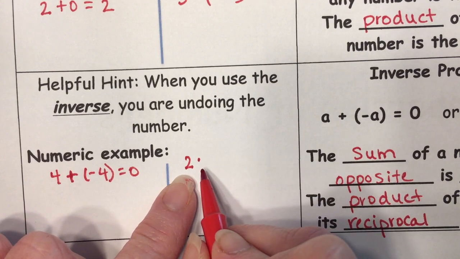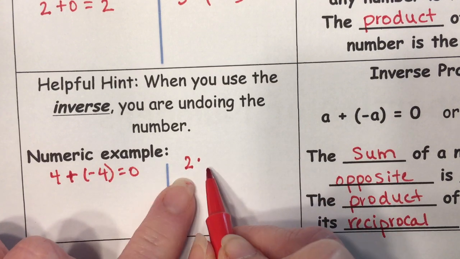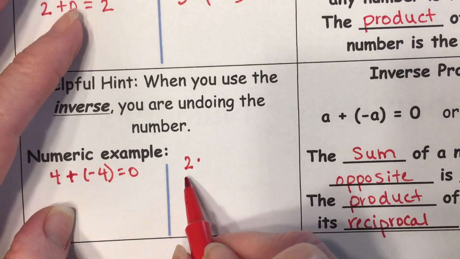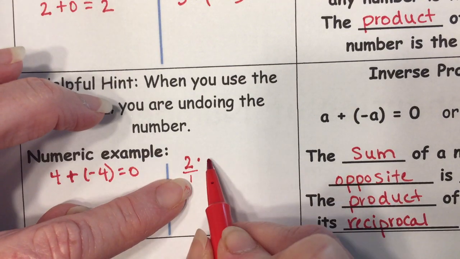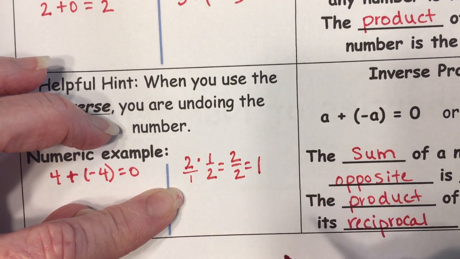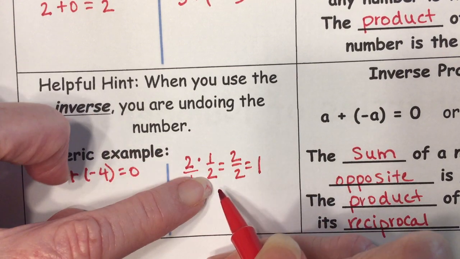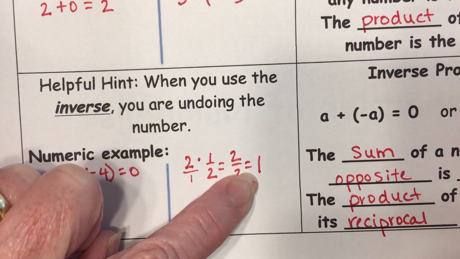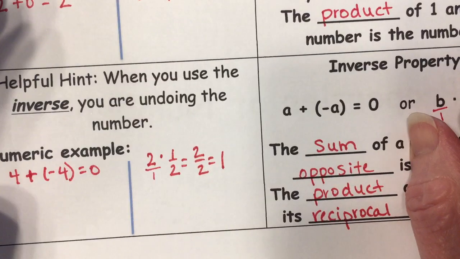So if I do 2, what's the reciprocal of 2? Well, reciprocal is when you flip that fraction upside down, so I have to make 2 into a fraction and then flip it, 1 over 2. So that becomes 2 over 2, which is 1 whole. All right, so taking a number and multiplying by its reciprocal gave us 1. That's all the inverse property is telling us.